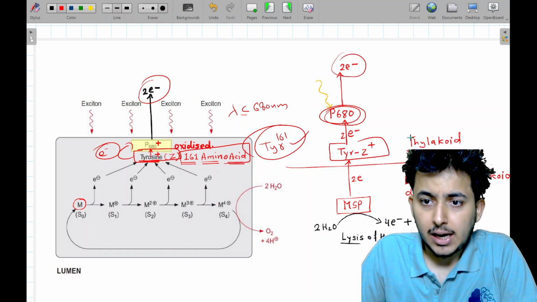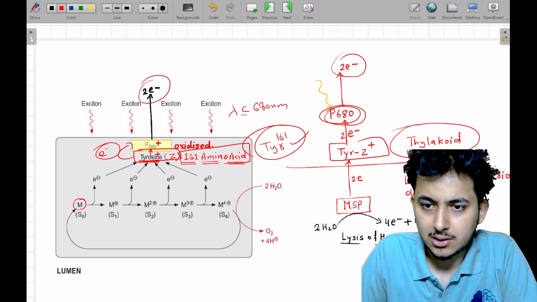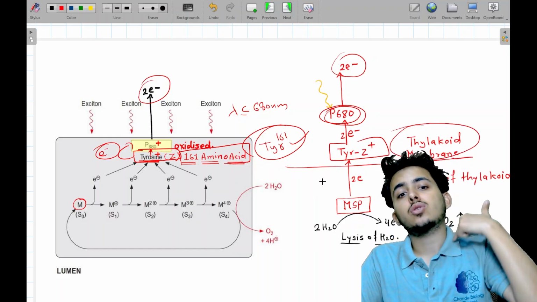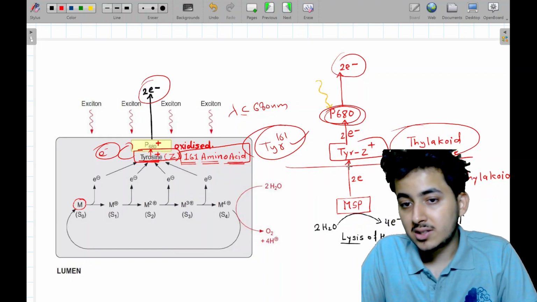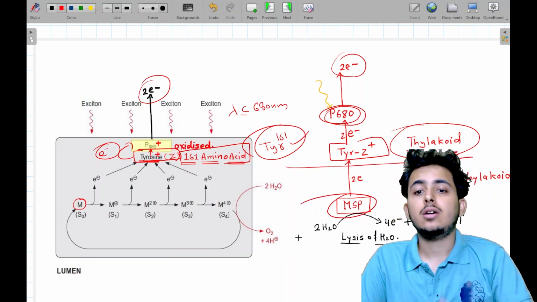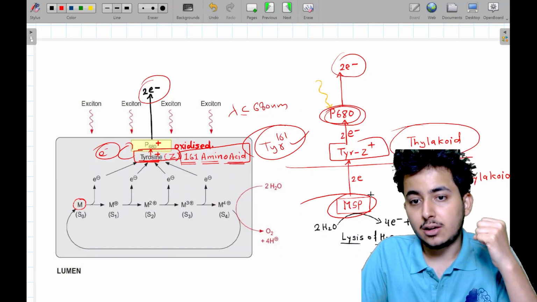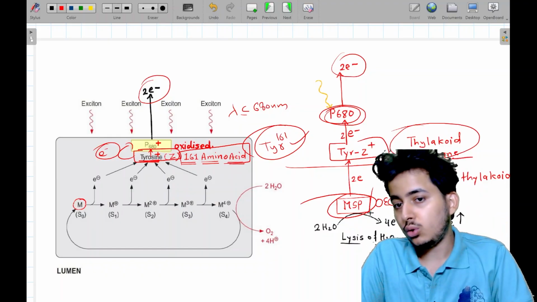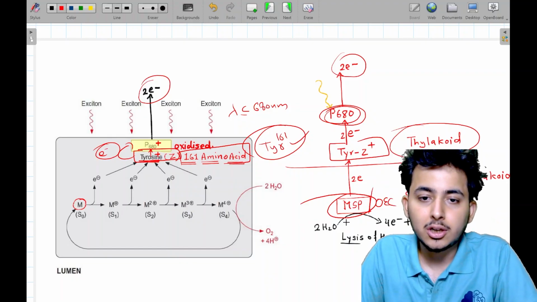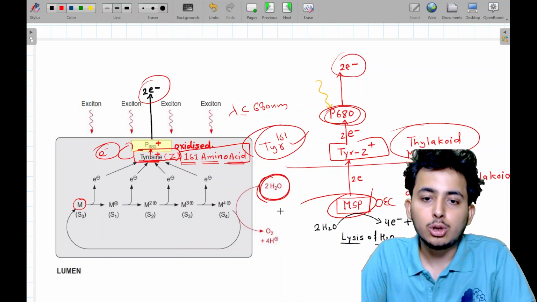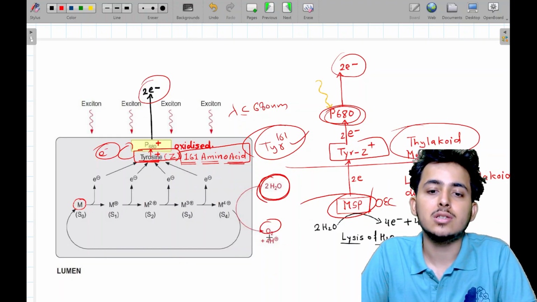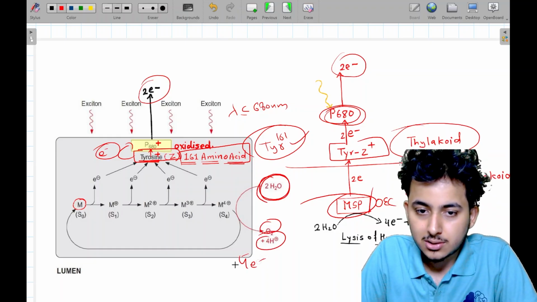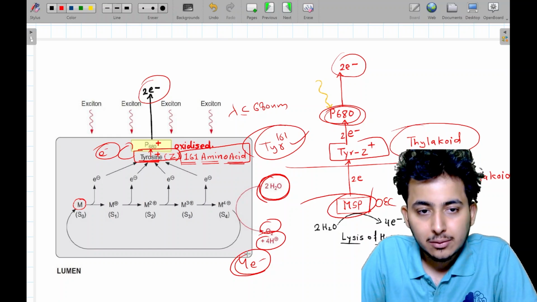This entire thing is in the thylakoid membrane, and this is the lumen. So from where is the tyrosine residue getting the electron? It is getting it from the M S P complex, that is the oxygen evolving complex, or water splitting complex. So how is this complex able to generate electrons? It is splitting two water molecules, releasing oxygen, and getting 4 protons and 4 electrons.